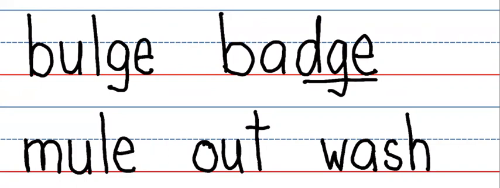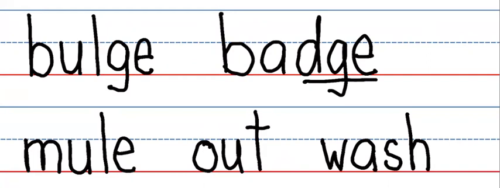And I have other words where the A says ah. I have the word wall and water and want. A often is used to spell ah after a W or in front of an L. So in the word wash, I'm using the A to spell the ah sound.